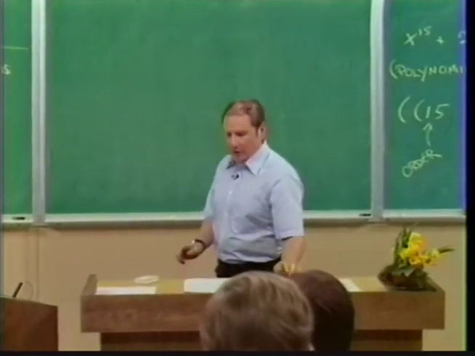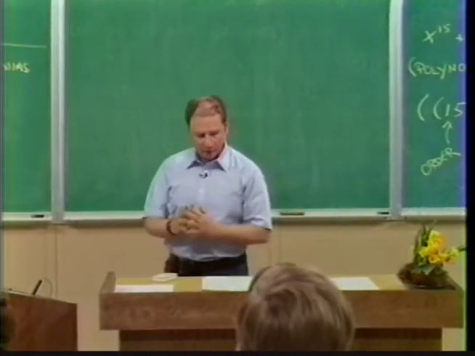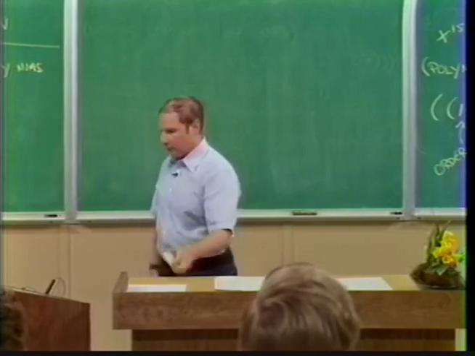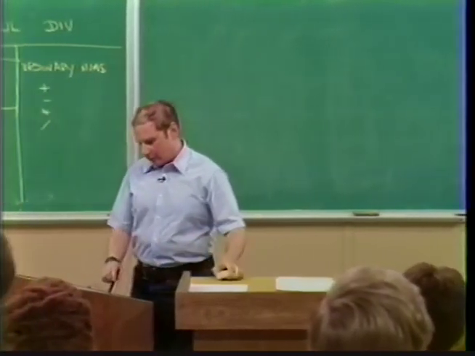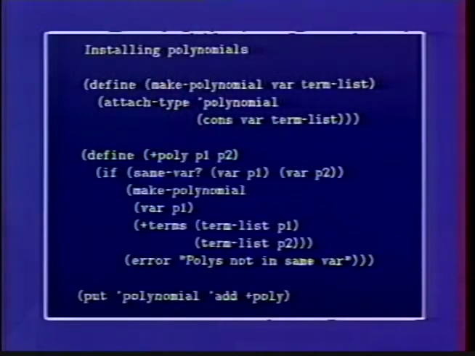Okay, well, how do we implement our polynomial arithmetic? Let's start out. What we'll do is first have a way to make polynomials. We're going to make a polynomial out of a variable like x and a term list. And all that does is we'll package them together some way. We'll put the variable together with the term list using cons, and then attach to that the type polynomial.